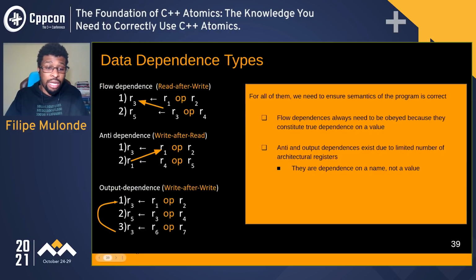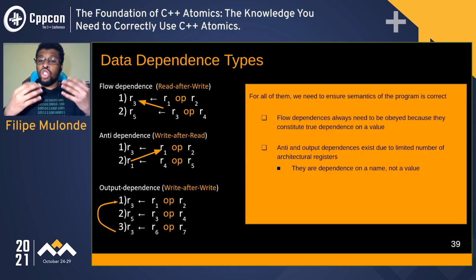The problem is that we don't have enough registers in our architecture, because if there are enough registers, we can replace register number 3 at instruction number 3 with register number 13, and the semantics of the program will still be preserved. Anti and output dependencies exist due to the limited number of architectural registers. They are dependencies on a name, not a value.